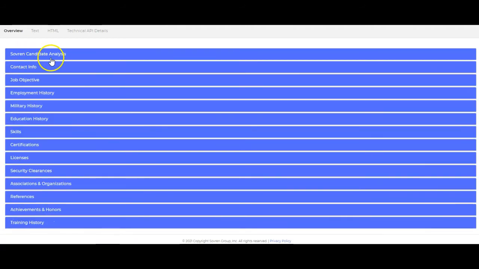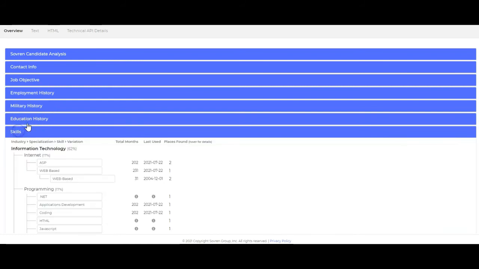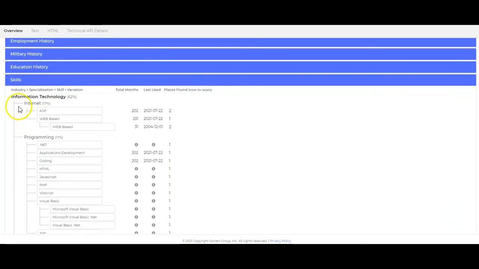In addition to the candidate analysis section, Sovren sets itself apart in the manner in which we capture skills and the details around those skills. Sovren will analyze the history listed on the resume to identify skills. When reviewing Sovren's skills taxonomy, skills are categorized into 4 layers: the industry to which that skill belongs, the specialization that skill falls under, the actual skill itself, and any variations for that skill. Because we've identified the skill in the history of the resume, we'll provide the total months of experience with that skill and when that skill was last used.